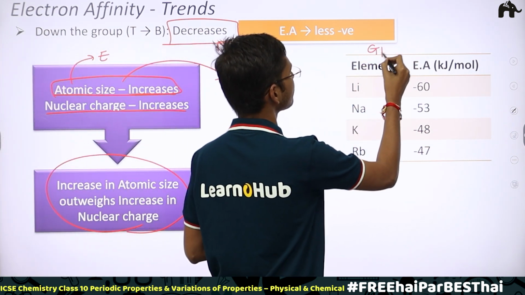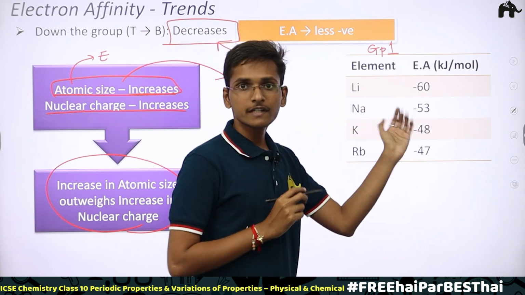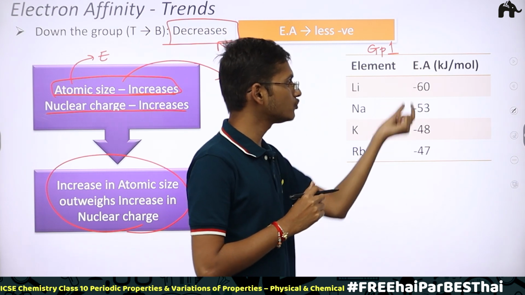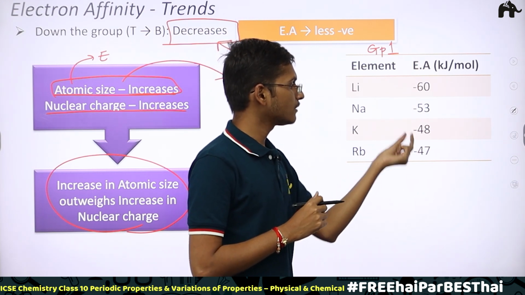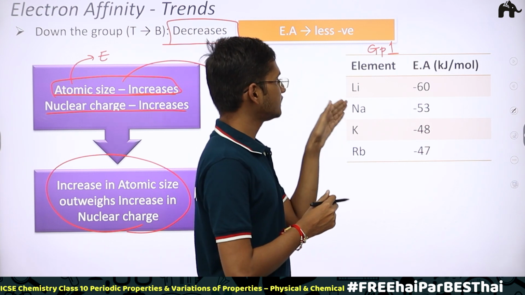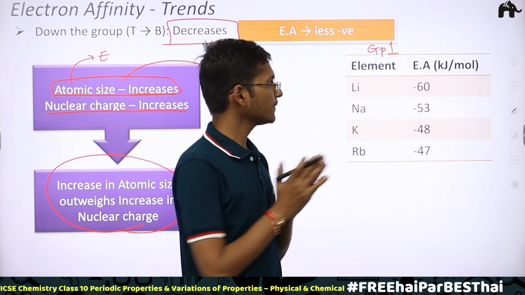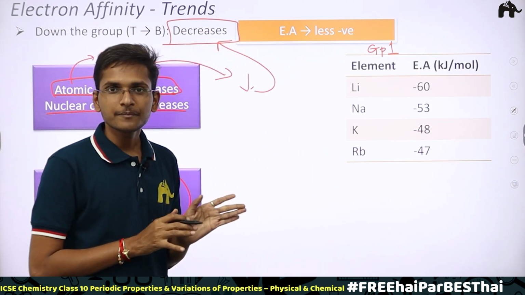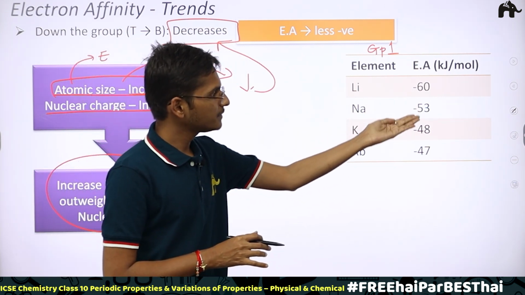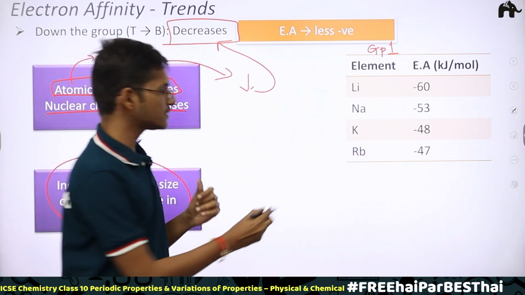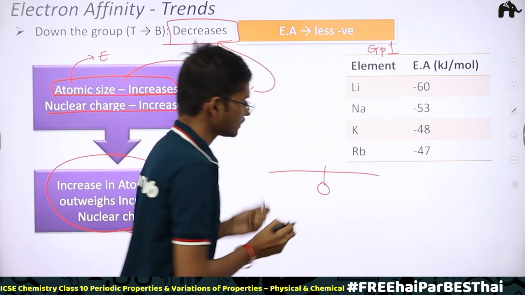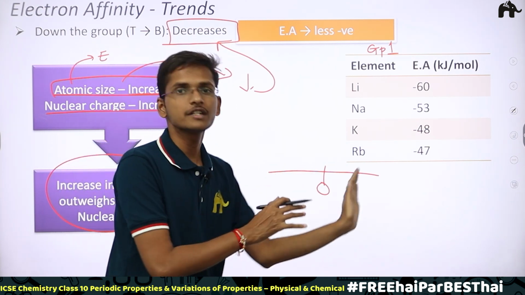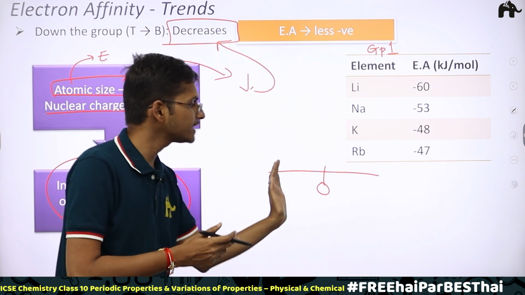Group 1 elements. Now you can clearly see the electron affinity values in kilojoules per mole. They are decreasing when we move down the group. See, minus 60, minus 53, minus 48, minus 47 for lithium, sodium, potassium and rubidium respectively. One more conclusion we can make from these values is that the values are becoming less and less negative. Less and less negative means, see, this is the number line we all know. From minus 60 to minus 50 to minus 47, they are approaching the positive values. So we are just saying that they are becoming less and less negative.